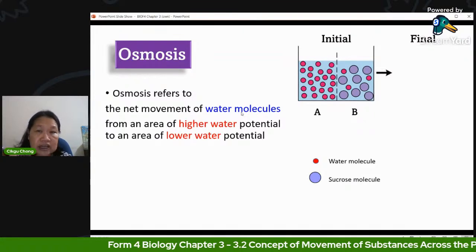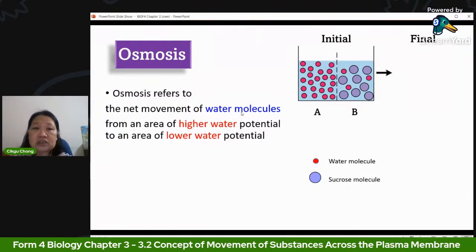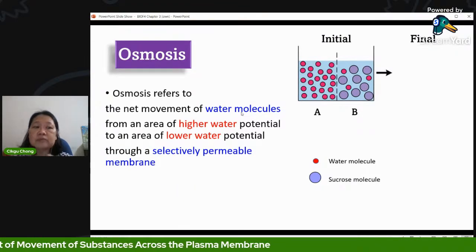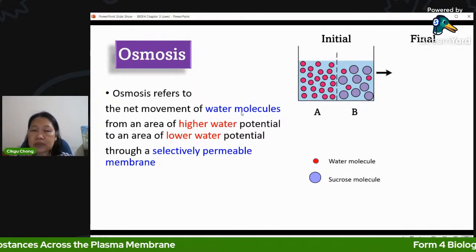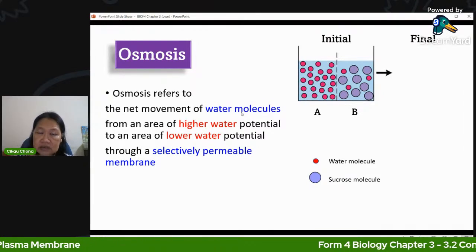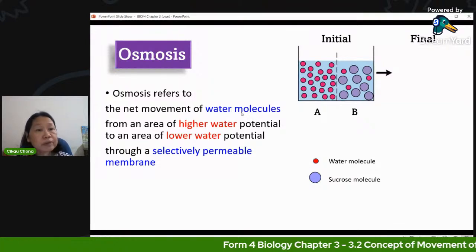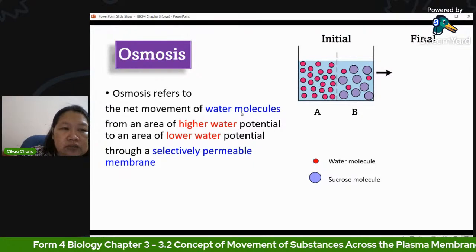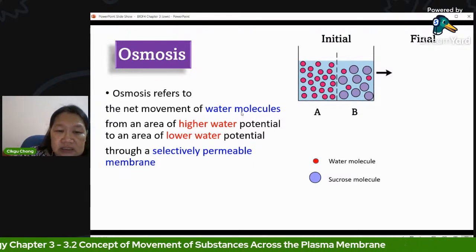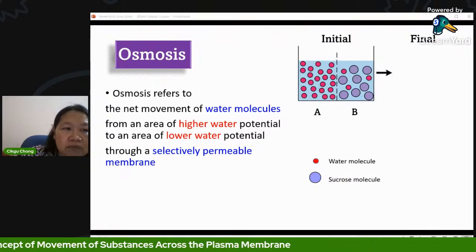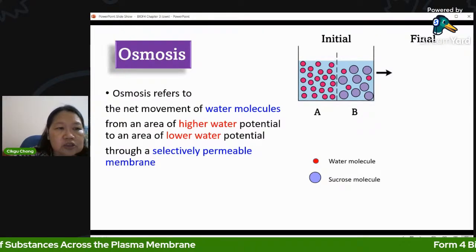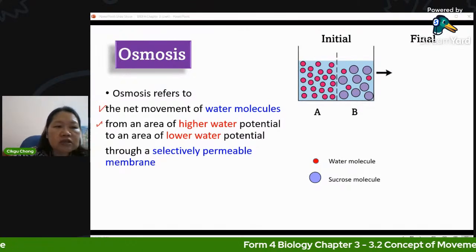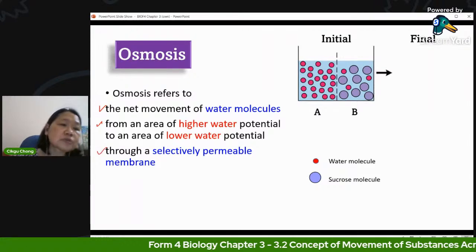But not yet finished. Another thing to mention in the definition of osmosis is that it must go through a selectively permeable membrane. There must be a membrane. If there's no membrane here, it's not osmosis. It must go through a selectively permeable membrane. So you need these 3 sentences or clauses to be able to give a definition of osmosis.